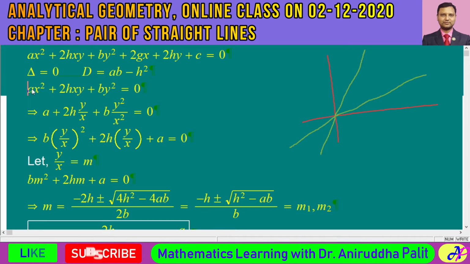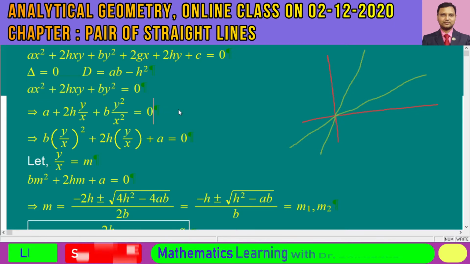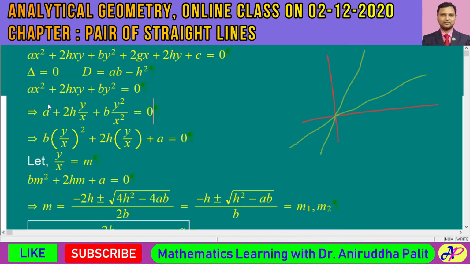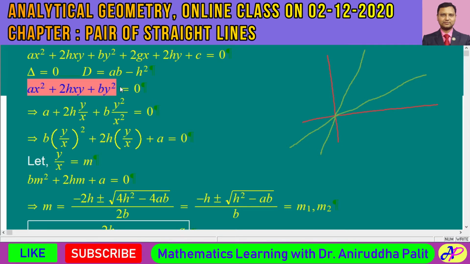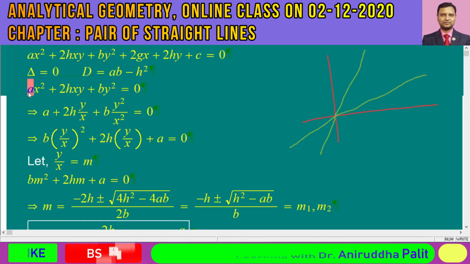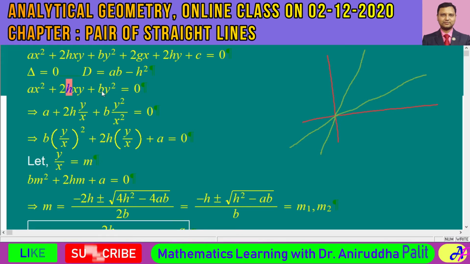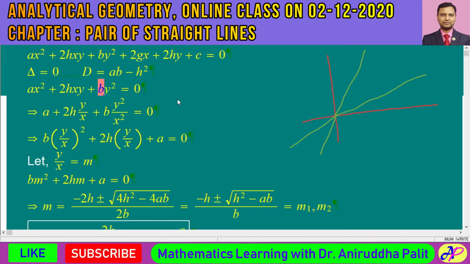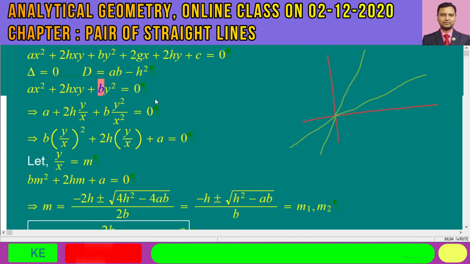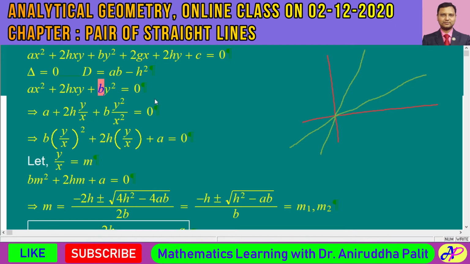We divide this expression by x square. Over here, in order for this expression to be a second degree expression, a, h and b cannot all be equal to 0 simultaneously. So at least one of these three quantities a, h and b should be not equal to 0.